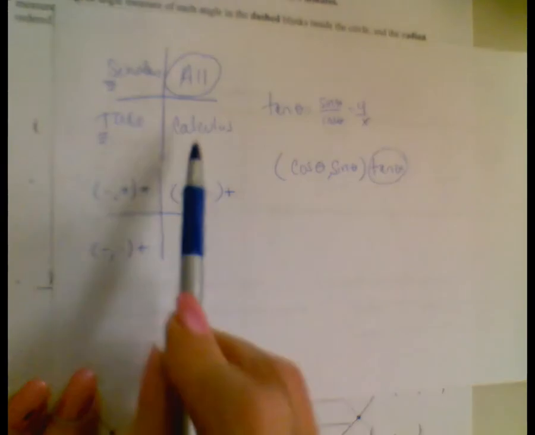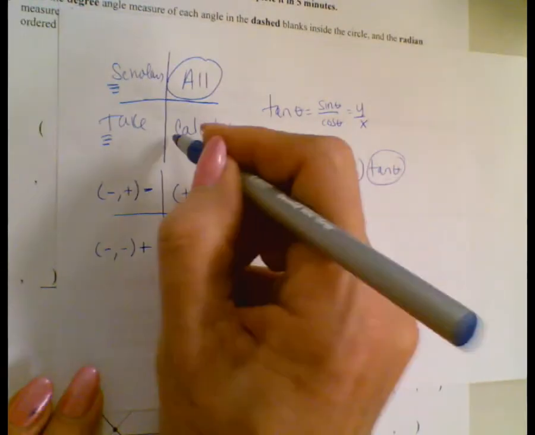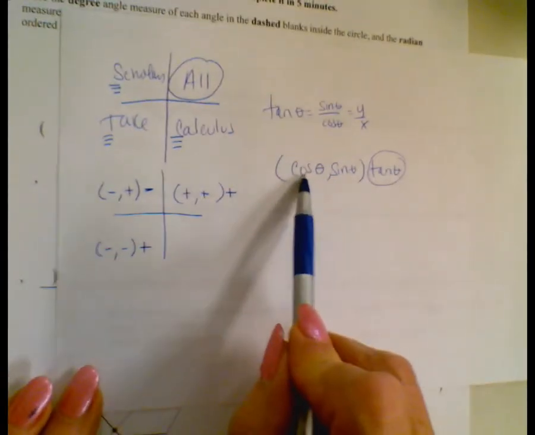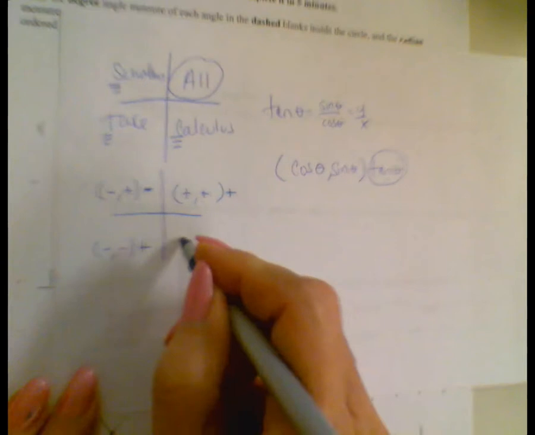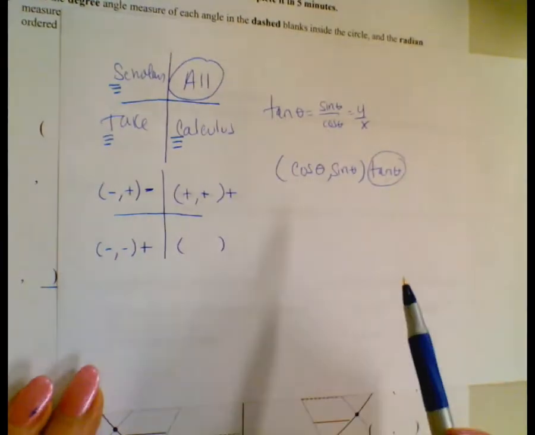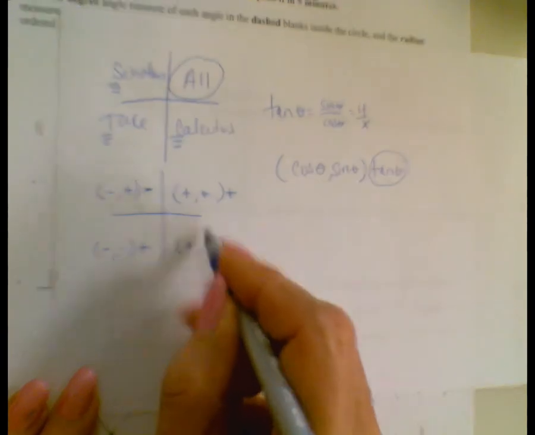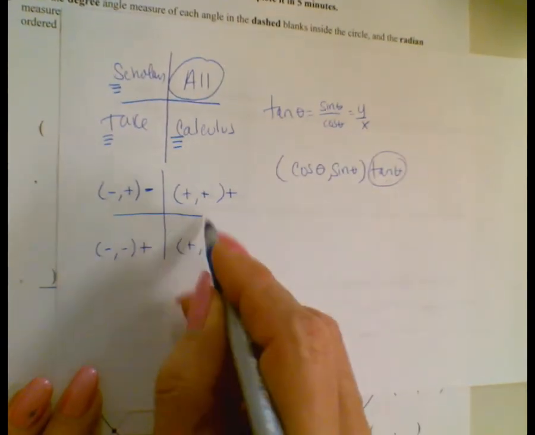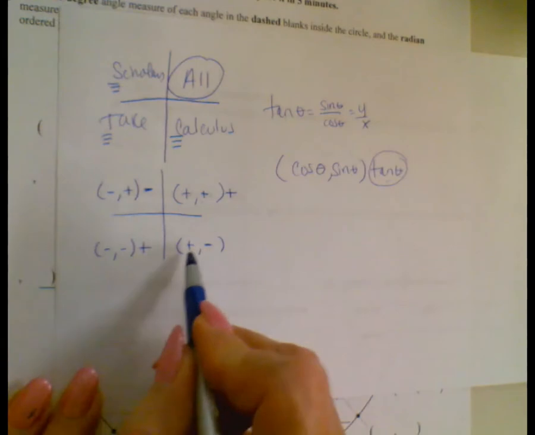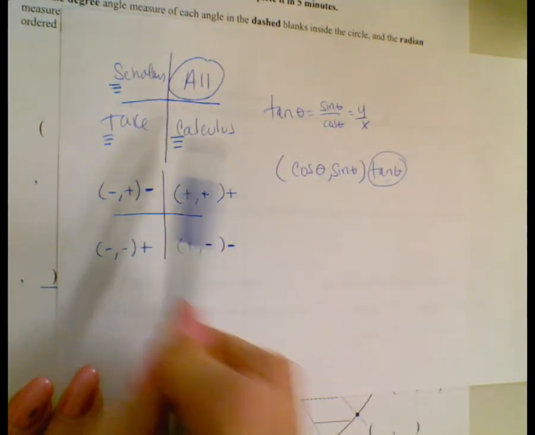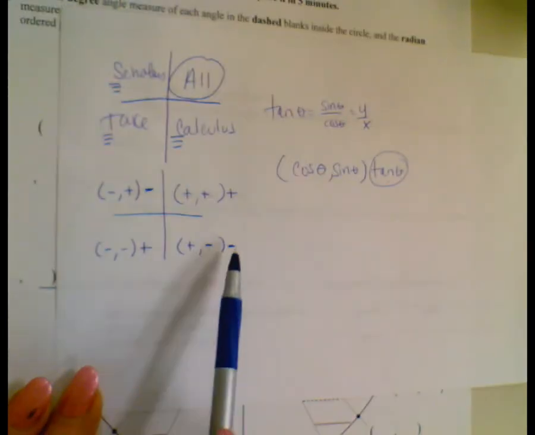And the fourth quadrant, "calculus." That means cosine is positive. If you look at your ordered pair over here, cosine means it's positive, negative, negative. If you're thinking about plotting an ordered pair, you have to go right, which is positive, and then down, which is negative. Right and down. A negative divided by positive is negative. But again, calculus means cosine is positive. The other two are negative.